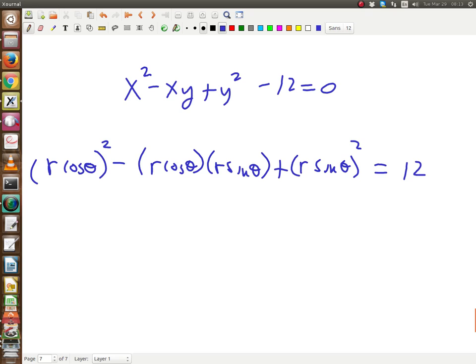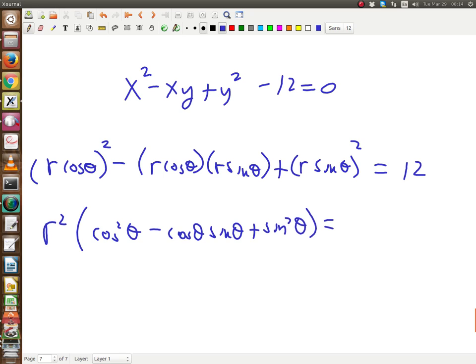All right, so the idea here is to get r alone and graph it in polar format on your calculator. Let the calculator do it. Can you get r alone? The GCF is r squared. There's an r squared here, here, and there. If we take out r squared, what's left? Cosine squared theta, cosine times sine, plus sine squared, all equal to 12.